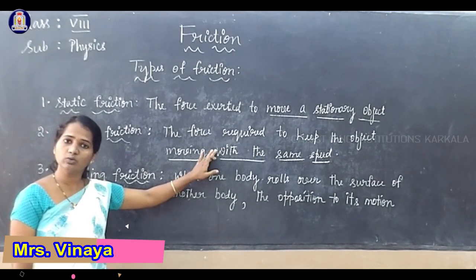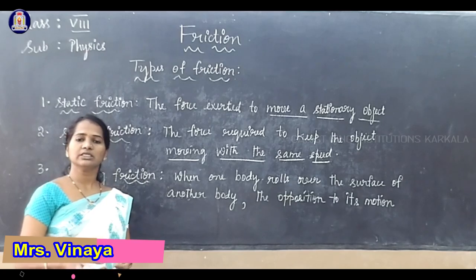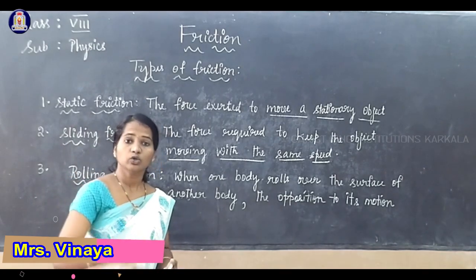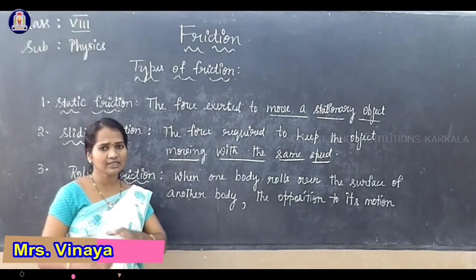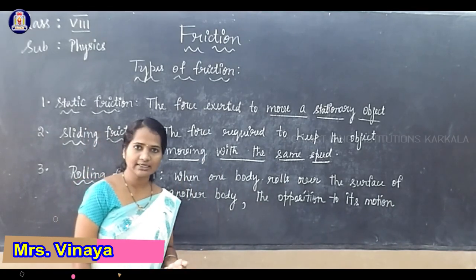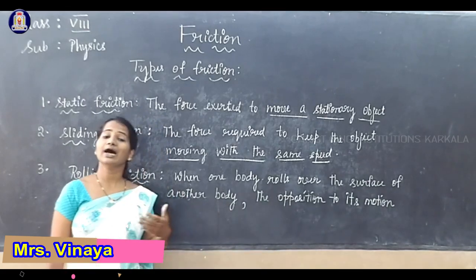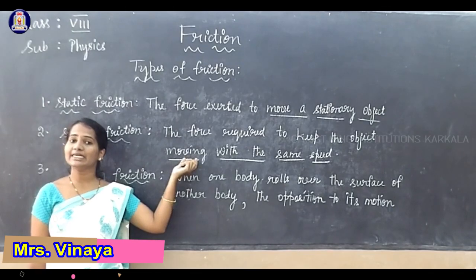Here the object is moving with some speed. When the object is moving with some speed, you are applying force to make that object move at the same speed, continuously. When the object has already started its motion, to make it move continuously, we are applying force. This is the measure of sliding friction.